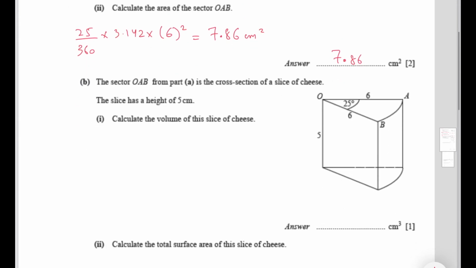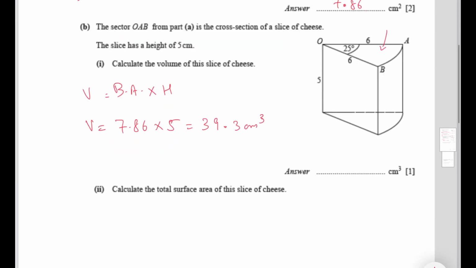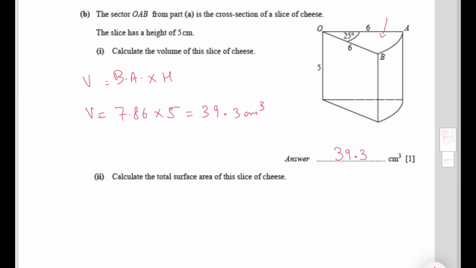The next part says the sector OAB from part A is the cross section of a slice of cheese. The slice has a height of 5 centimeters. Calculate the volume of this slice of cheese. So we already have the area of OAB, that's the sector at the top of the cheese slice. We just need to multiply the area, which is the base area, with the height to get the volume. So let's do that. We have 7.86 as the base area and the height is 5. So 7.86 times 5 gives us 39.3 centimeters cubed, because it's the volume. So you write it over here, 39.3 centimeter cubed.